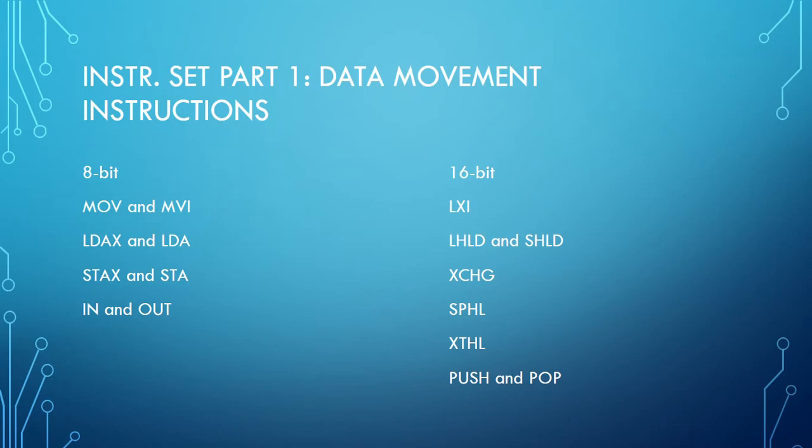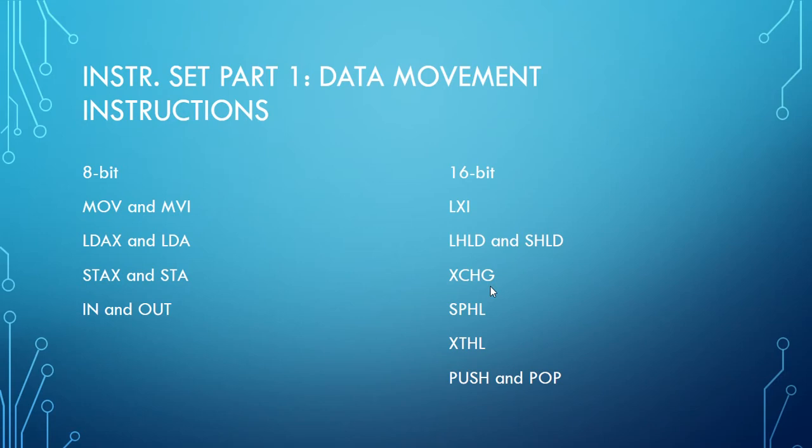LXI will basically load a register pair with a value. LXI can be applied to B, which represents BC, D, which represents DE, H, of course, and the stack pointer. LHLD and SHLD store the value of H and L into a specified memory location, kind of like LDA and STA, but it's 16 bits.